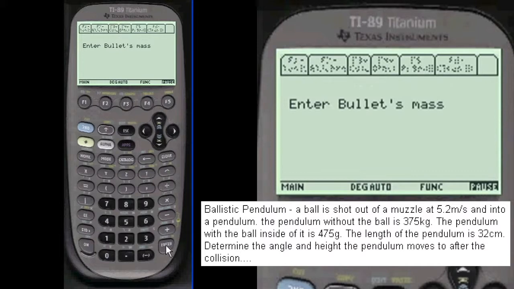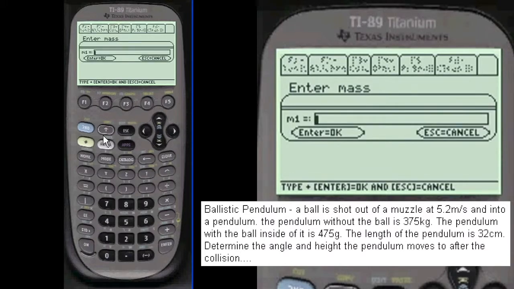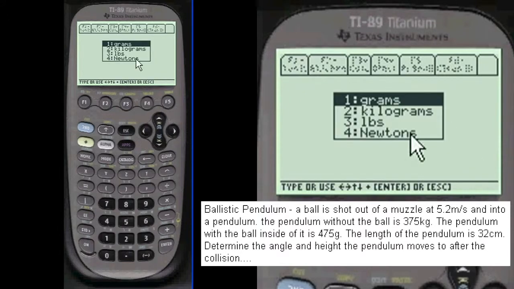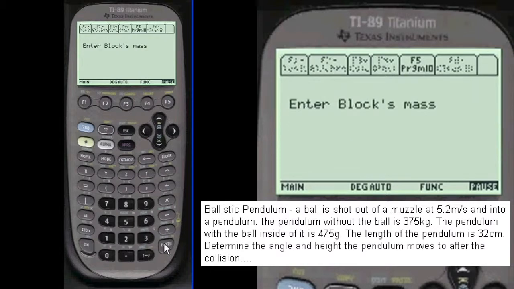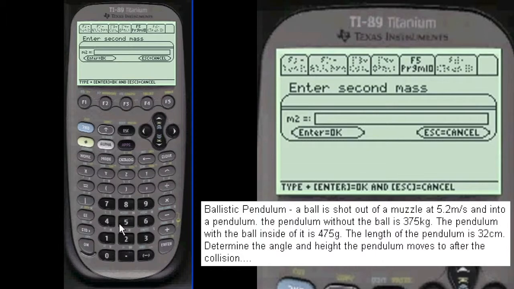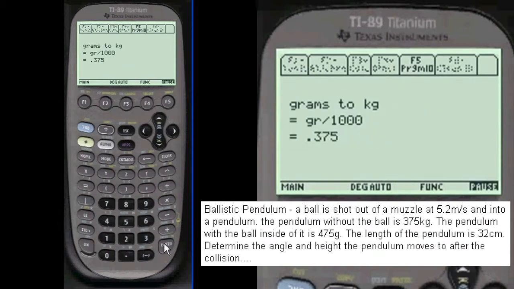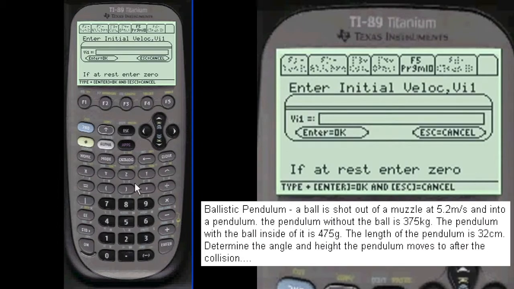And we're going to enter the bullet's mass. We have to press alpha before we enter anything into these entry lines here in my programs. And alpha 100. I gave you the choice for conversions. Grams. Show you how to convert it. And we're going to enter the block's mass. That would be alpha 375. It's also grams. We're going to enter initial velocity, alpha 5.2 meters per second.